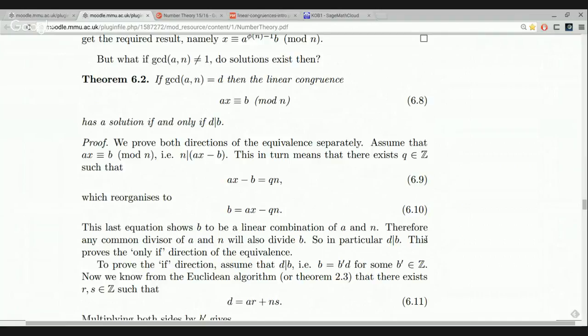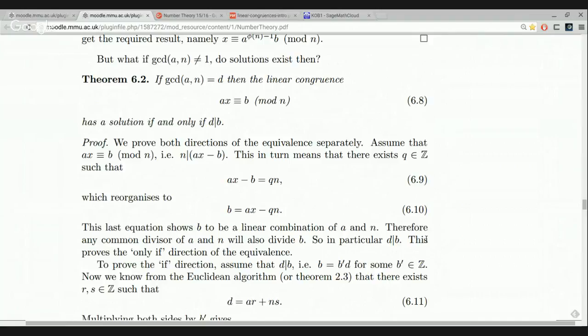Well, congruent means that N divides the difference. N divides AX minus B. You know, unraveling definitions here. Definition of divisibility means there exists a quotient Q such that AX minus B is Q times N. And then what do we have? We have, what this is really, is a linear combination of A and N, which gives you B.